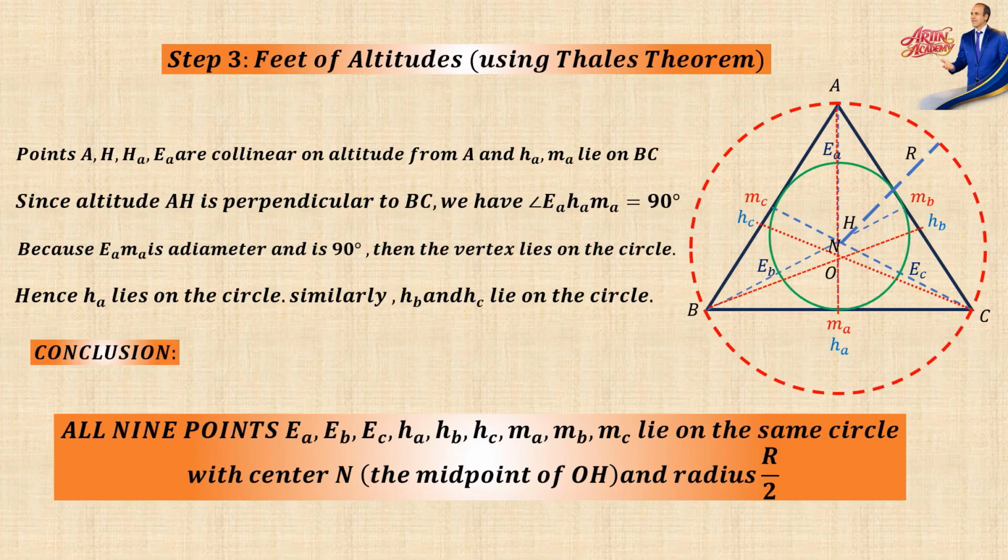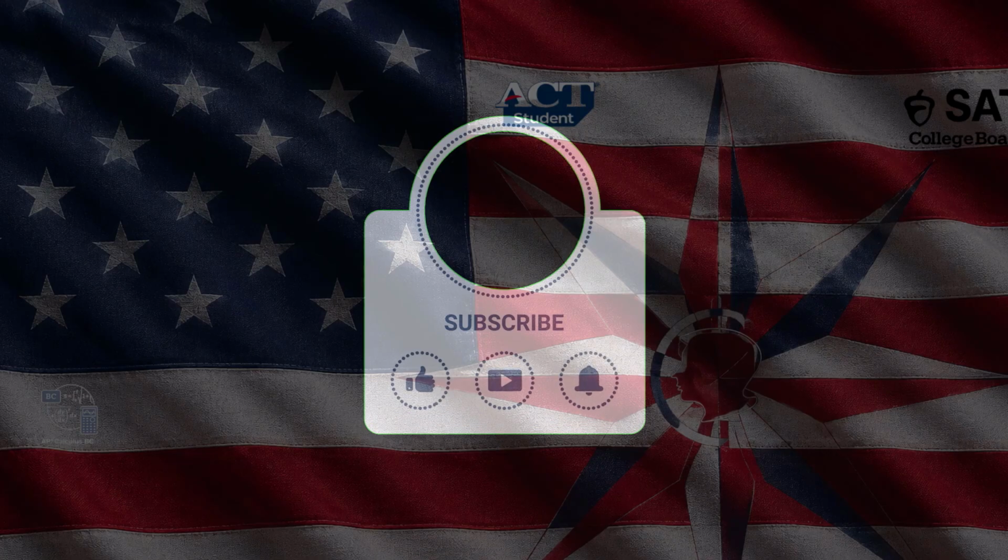Conclusion. All 9 points M sub A, M sub B, M sub C, H sub A, H sub B, H sub C, E sub A, E sub B, and E sub C lie on the same circle with center N, the midpoint of OH, and radius R over 2. And that completes the proof.